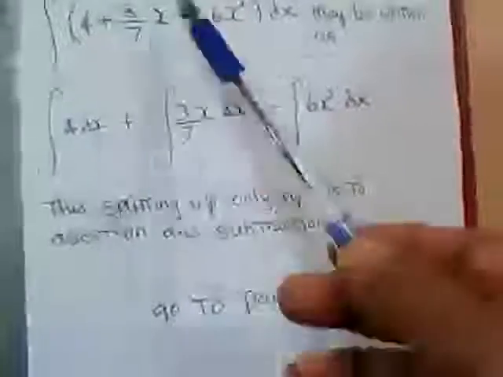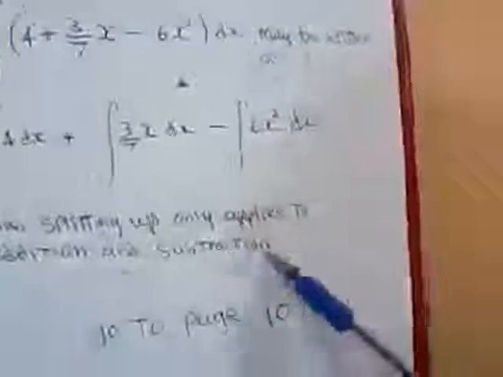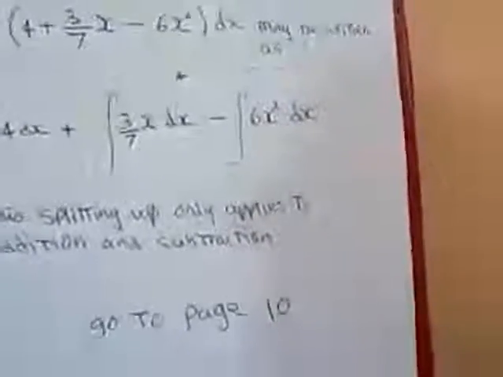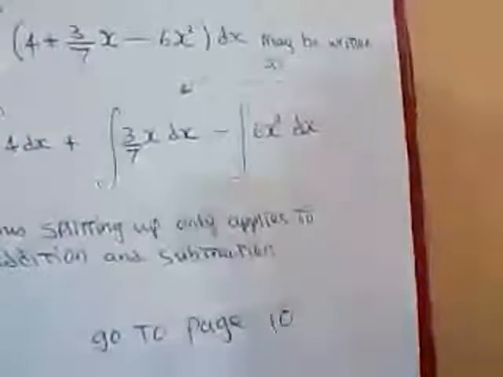And you can see that we've simply divided these sections into separate sections and given them their own individual identity. This splitting up only applies to addition and subtraction. So we've split this up into parts and given us our relevant parts.